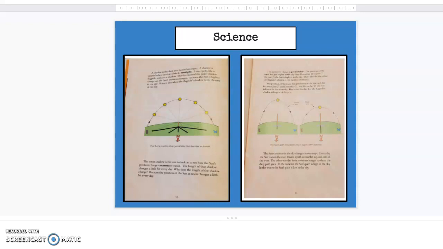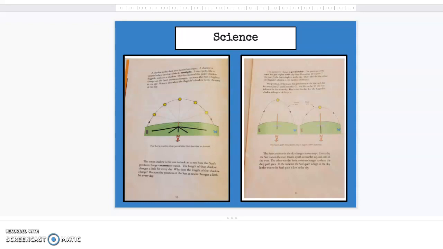At noon, the sun is highest in the sky. Noon is also when the flagpole's shadow is the shortest of the day. The noon shadow is the one to look at to see how the sun's position changes season to season. The length of that shadow changes a little bit every day. Why does the length of the shadow change? Because the position of the sun at noon changes a little bit every day.